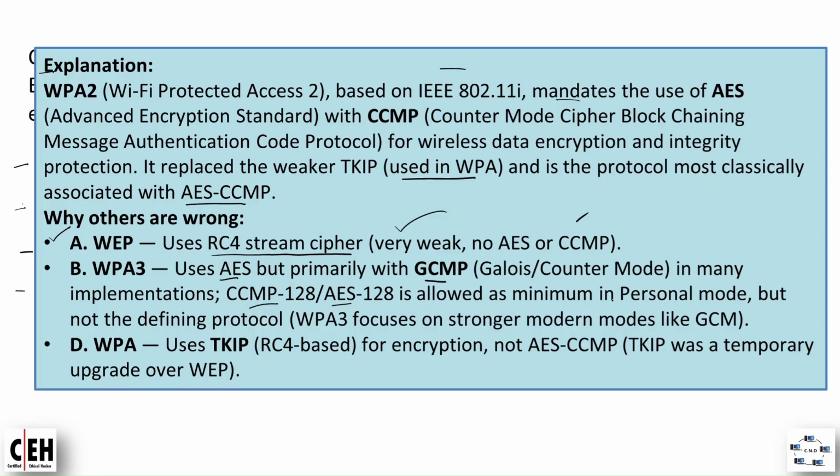WPA3 focuses on stronger modern modes like GCM. WPA uses TKIP, which is RC4 based, for encryption, not AES-CCMP. TKIP was a temporary upgrade over WEP.